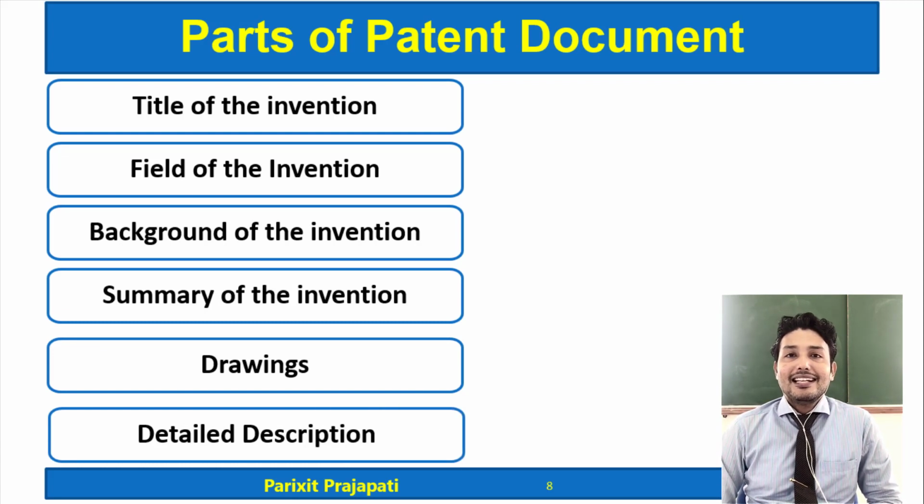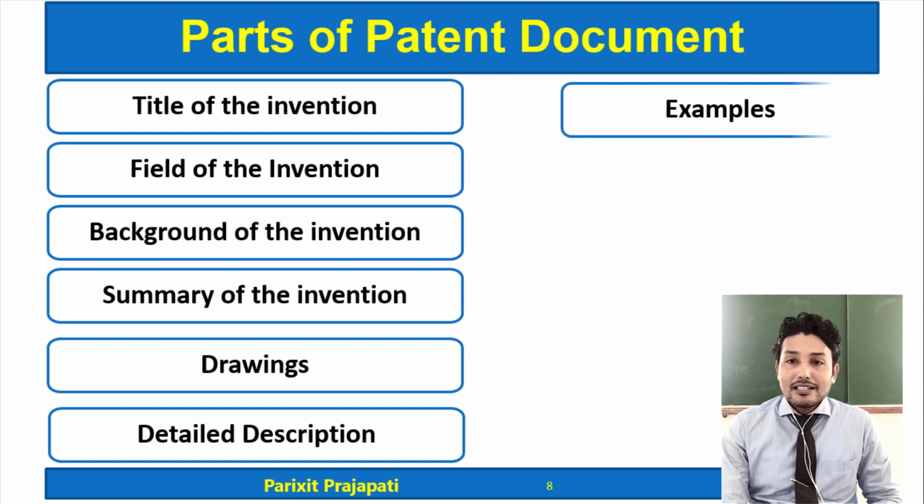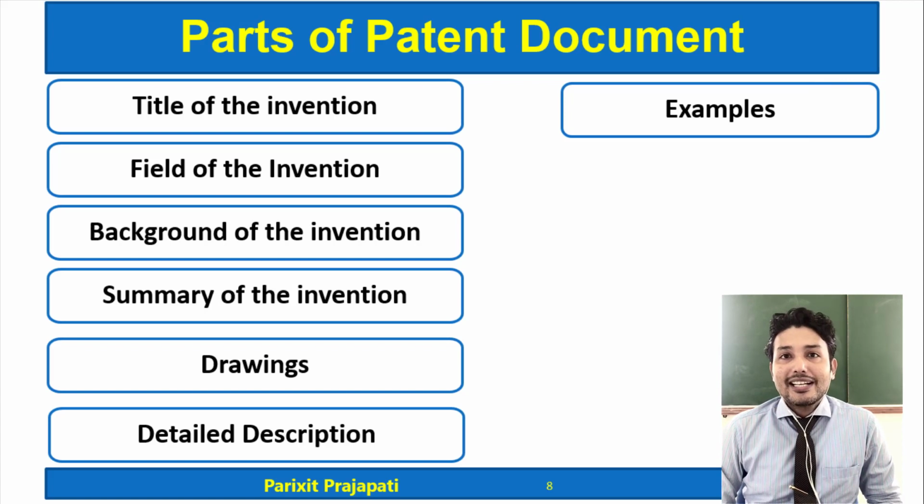Then detailed description. Detailed description means here the invention is disclosed completely in detail, what the invention is about and how the invention is going to work, how to perform the invention. If a method is there, how to perform that method. So to help with that, some examples are also given.